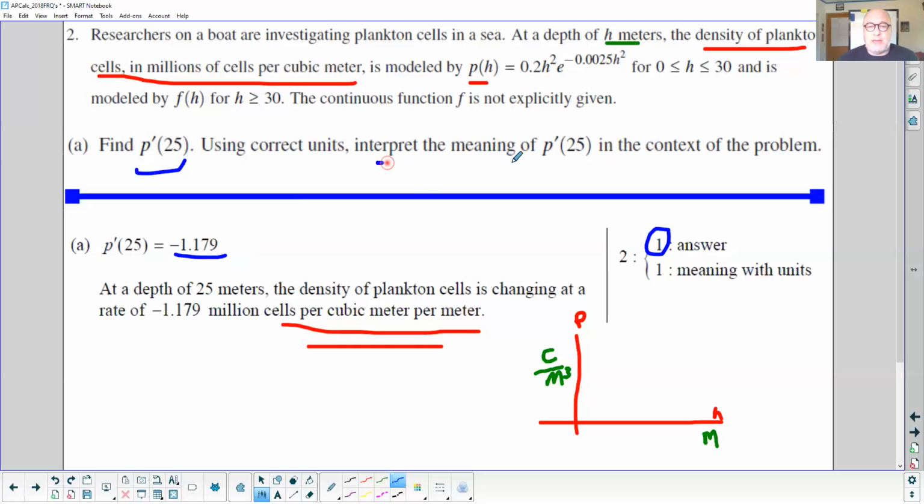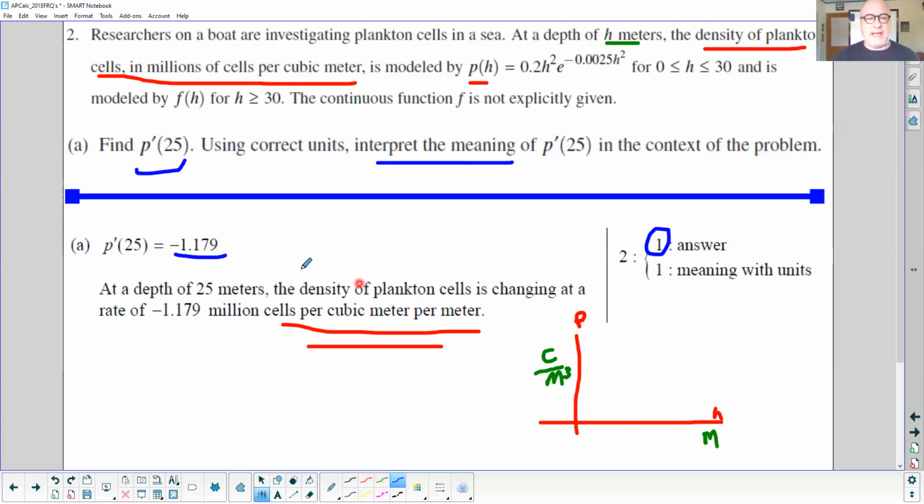Then interpret the meaning. Once again, as you're writing these little notes to yourself, P of H is in millions of cells per cubic meter. So here I put cells, but I really should have millions of cells per cubic meter. And remember, that's P, so that's your y-axis. And H, not like normally a T or X, H is your x-axis. So that's H. And what is H units again? H units is in meters, so I put a little green here for my units.